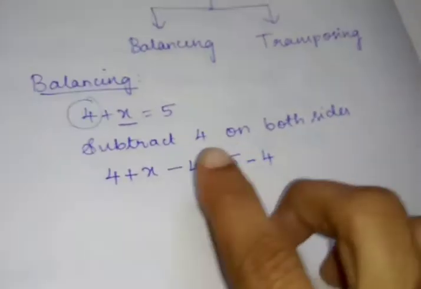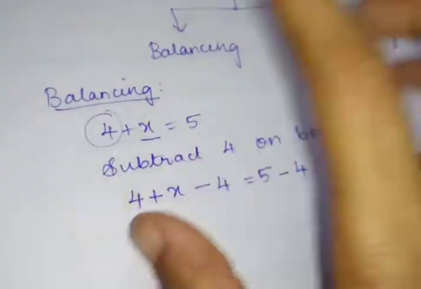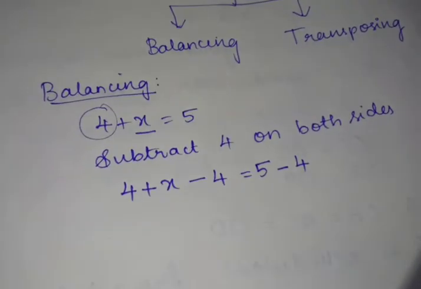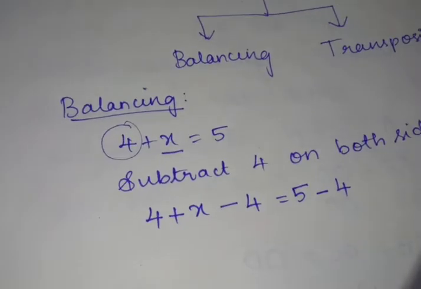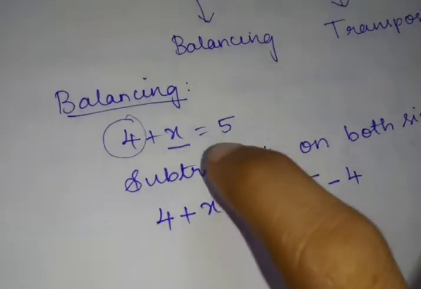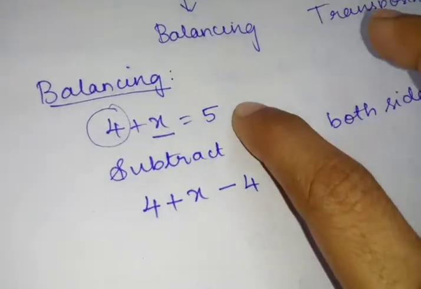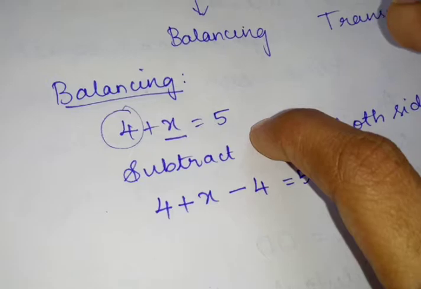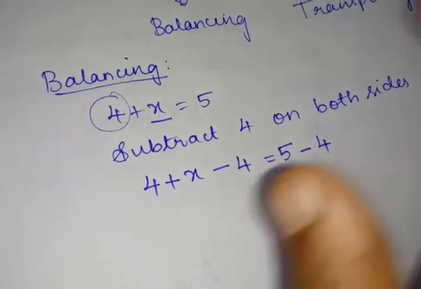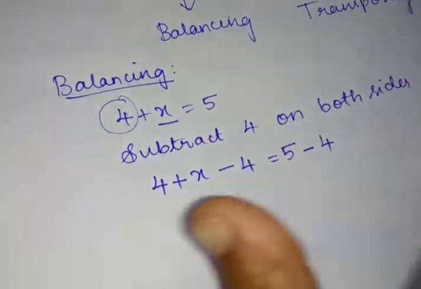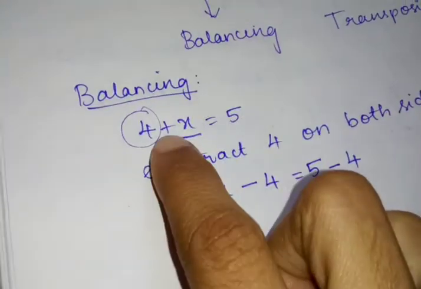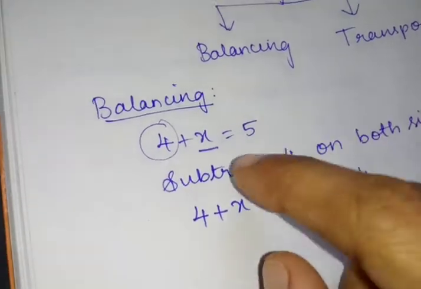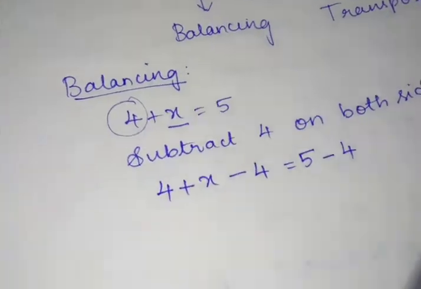Balancing means we are doing everything on both the sides. If you do it only here, the value of that equation will be changed. You should do it for both the sides, not only the left side, the RHS also. Left hand side you should subtract it, right hand side also you should subtract it. Only then the equation's value will never change. If you do it in the left hand side only, the left side and right side will not be equal.